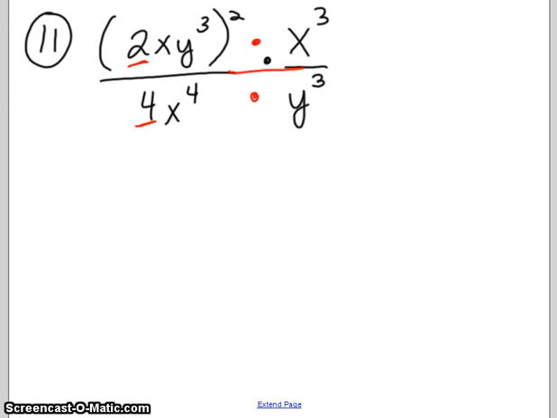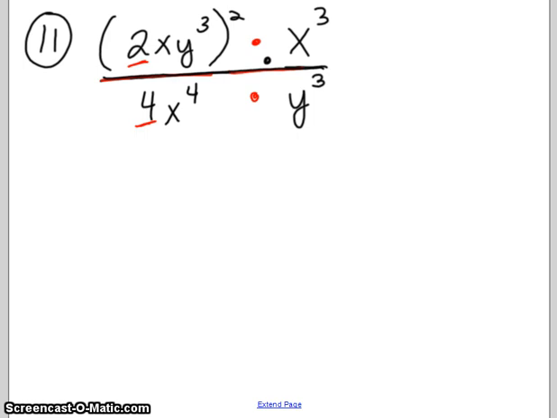Okay, with this one, since you're multiplying by x to the 3rd and y to the 3rd here, you could probably just put everything together and make one big fraction, okay?